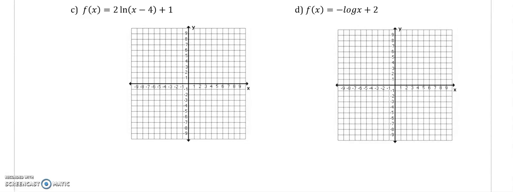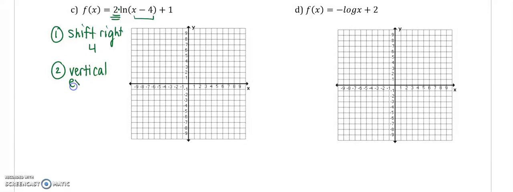This one's got a few more transformations. So let's figure them out. I see an x minus 4. That's shift right 4. I see a 2 being multiplied on the outside, so that's a vertical expansion by 2. And then last but not least, this plus 1 on the end is a shift up 1.